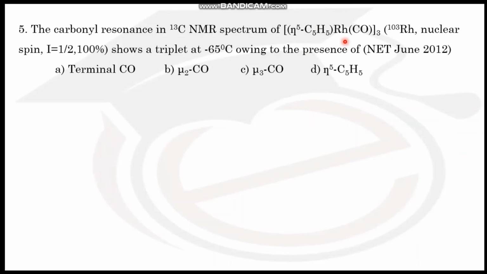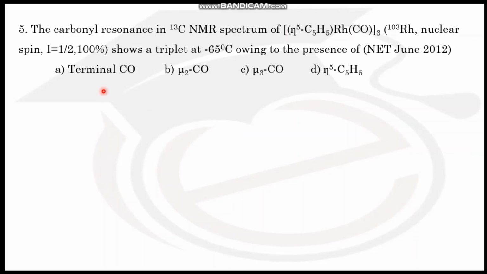Otherwise, in metal carbonyls you may study all these things while counting the outer electronic configuration. But here, even if you don't know the structure, you can still do this. Here the metal is rhodium, and the carbon C13-NMR shows a triplet, which means it should be attached to the rhodium. It's a metal carbonyl, right? So the carbonyl should attach to the metal. Now we have to find out whether that carbonyl is attached to a single metal, two metals, or three metals.